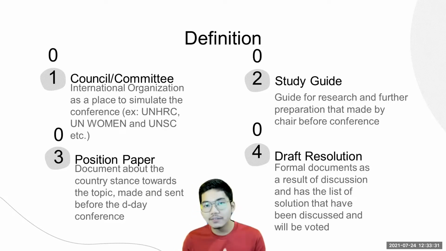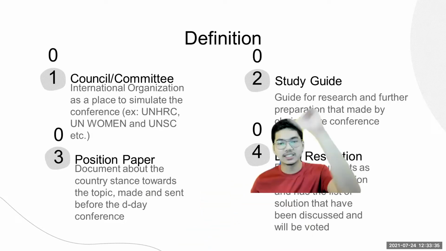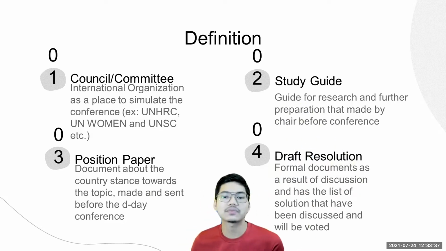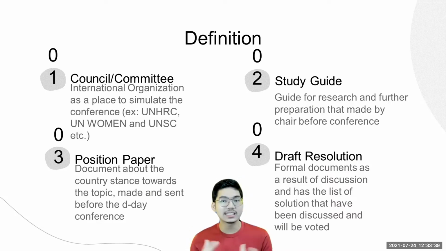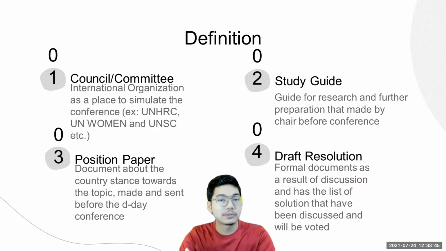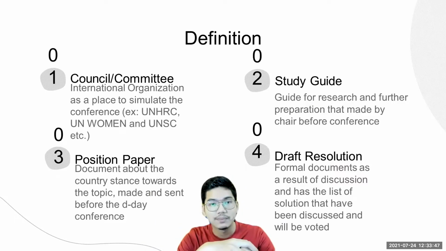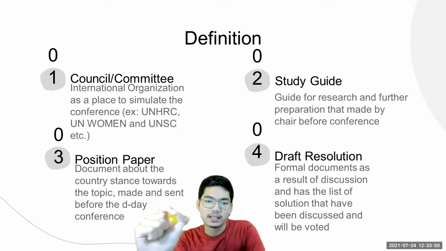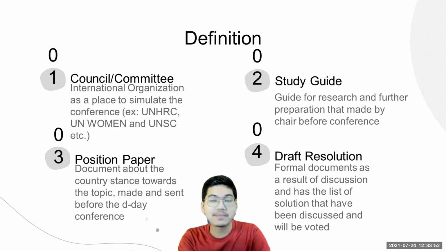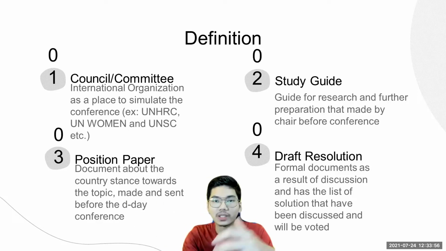Okay, so the first thing that you have to do by researching is by understanding the second definition, which is study guide. So study guide is a guide that is made by the chair, for research and also further preparation of your conference before you start your conference. So there's a word chair, right? Made by chair. So who is the chair? Are we talking about chair as in furniture, or what kind of chair are we talking about here?